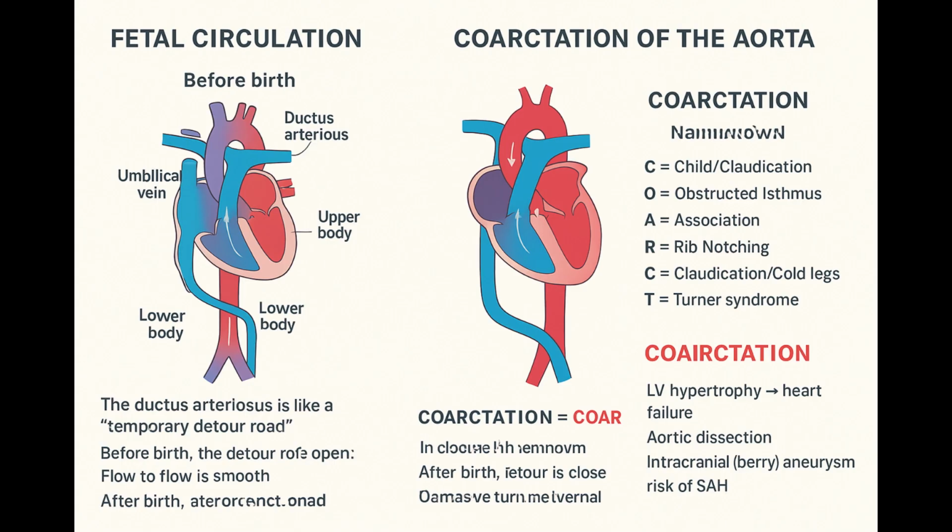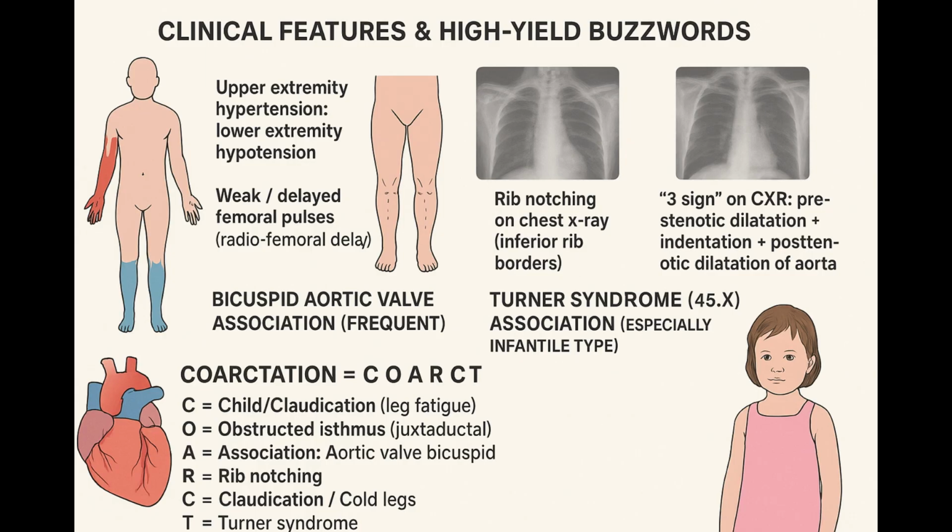This creates a pressure problem. Pure pressure problem. Proximal to the narrowing, pressure builds up. Distal to it, pressure and flow are reduced. Which leads to the classic clinical signs. Severe hypertension in the upper limbs, measured in the arms because they're proximal to the block. And weak or delayed pulses in the lower limbs, femoral pulses, because they're distal.